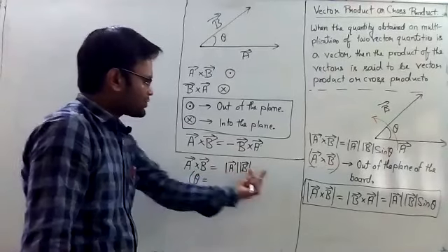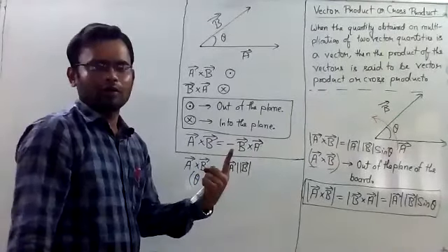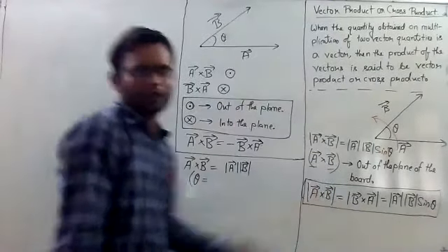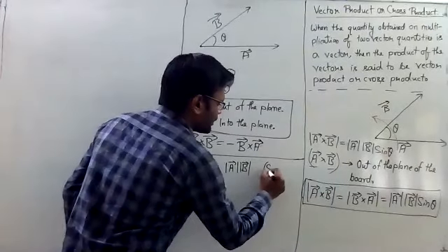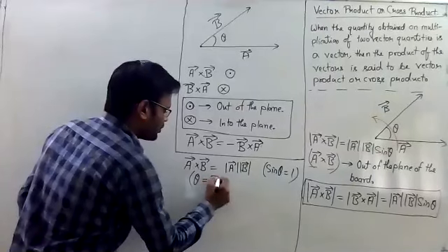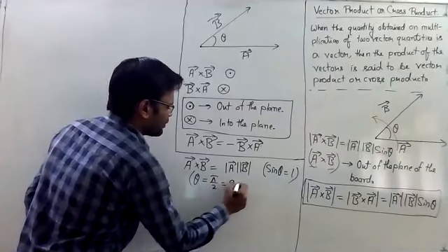A cross B is AB sin theta. When sin theta is 1, I can write sin theta equal to 1. It means theta equal to pi by 2, or you can write 90 degrees.